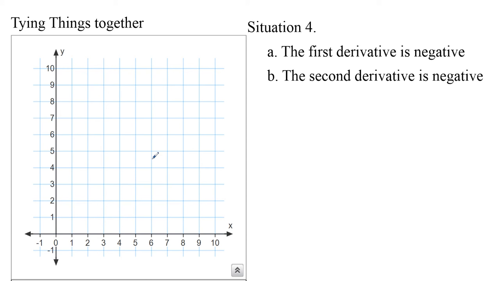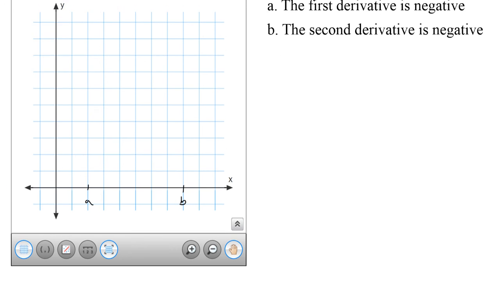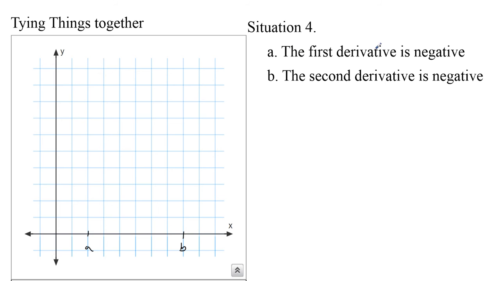All right, last one. Hopefully you're getting the hang of this. This one I want you to draw over your A to B. I want you to draw a function. And again, there's my A and there's my B. It's not a very good B, but we'll get there. The first derivative has to be negative and the second derivative has to also be negative. So pause and draw.